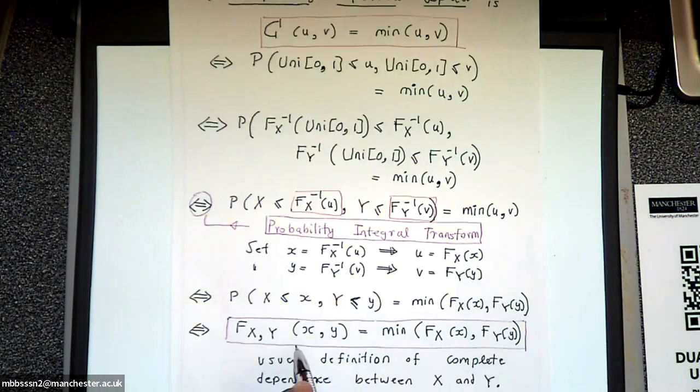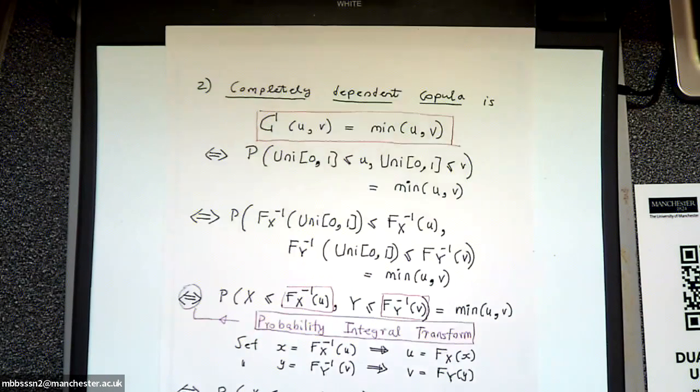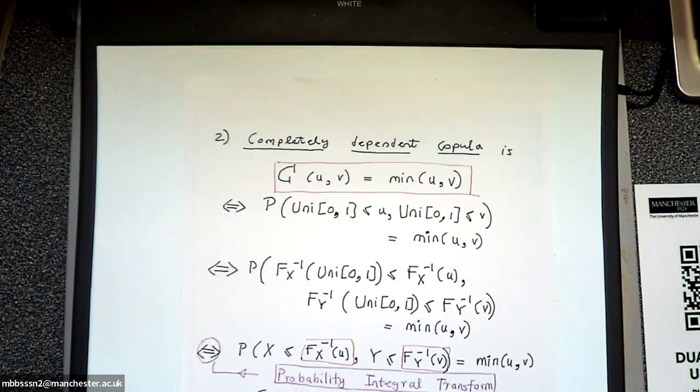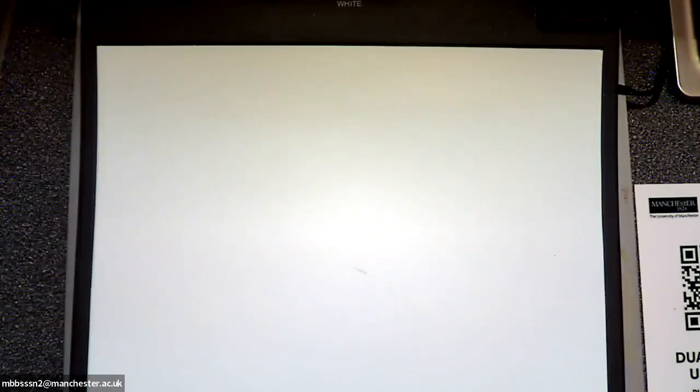And this, if you don't know this already, is the usual definition of complete dependence between two random variables, x and y. So you say two variables are completely dependent if the joint CDF is equal to the minimum of the marginal CDFs, right? So as you can see, what I have shown you is that this statement is equivalent to this statement, right?